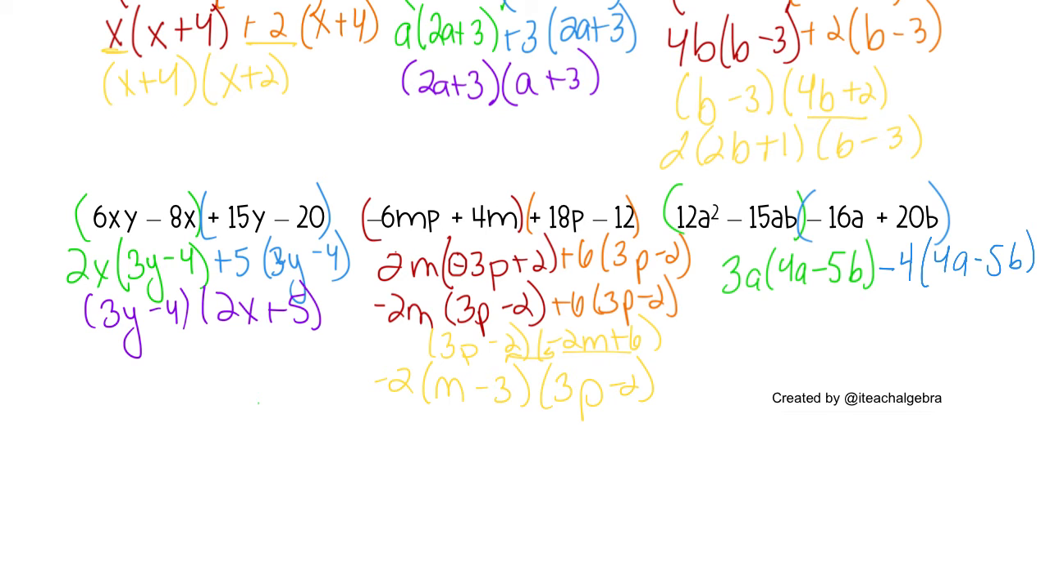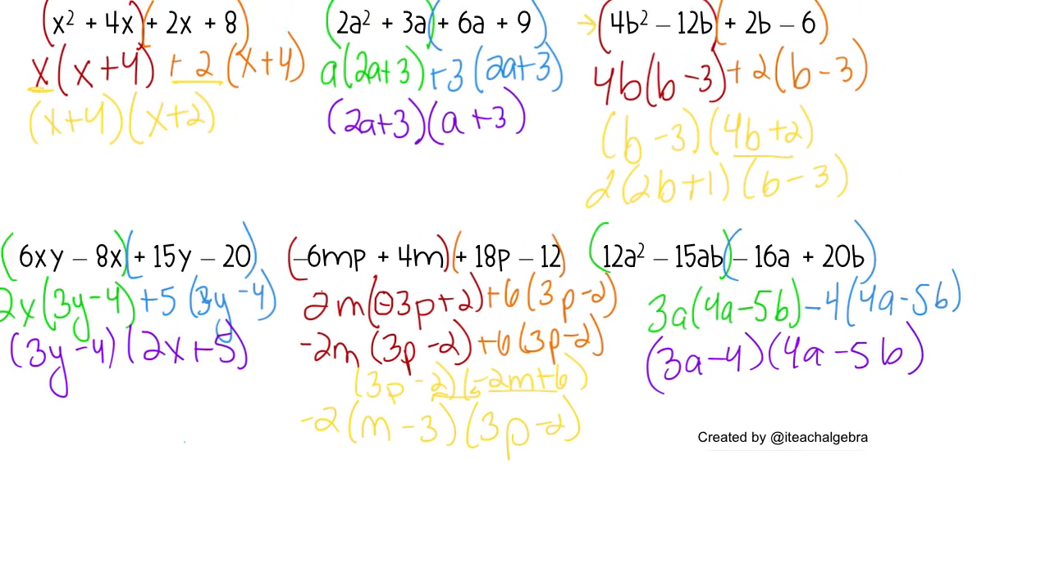We can put it together. Everything not in parentheses first: 3a minus 4. And our twin, 4a minus 5b. I think I did it the other way before, but really it doesn't matter. It's the same answer no matter which way you write the parentheses down. All right, that's a lot. I know it is. Let's keep it going.